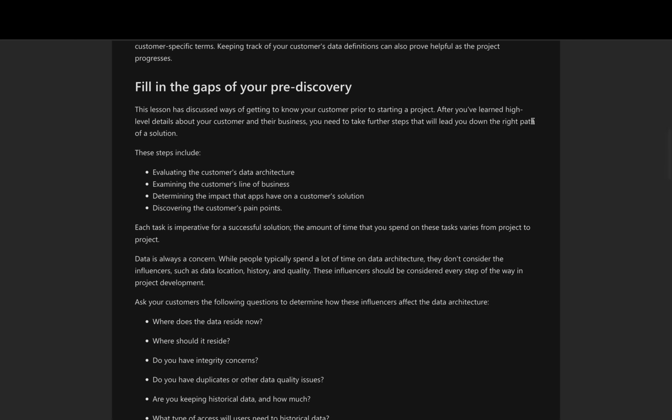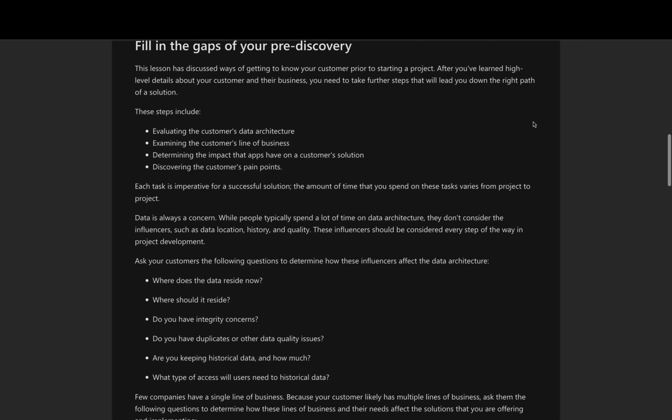Fill in the gaps of your pre-discovery. This lesson has discussed ways of getting to your customer prior to starting a project. After you've learned high-level details about your customer and their business, you need to take further steps that will lead you down the right path of a solution. These steps include evaluating the customer data architecture, examining the customer's line of business, determining the impacts that apps have on customer solutions, discovering the customer's pain points. Each task is imperative for a successful solution.